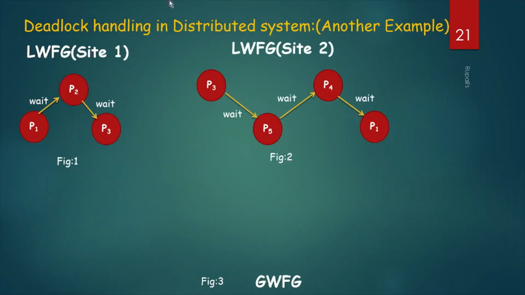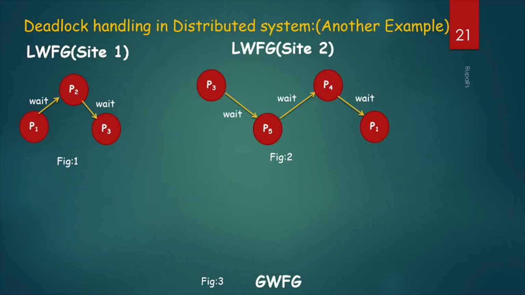Take another example. There are two local wait-for graphs, for site 1 and for site 2. For site 1, P3 is waiting for a resource that is held by P2, and P2 is waiting for a resource that is held by P1. Now see, there is no cycle, so there is no deadlock in site 1. In case of site 2, P1 is waiting for a resource that is held by P4. P4 is waiting for a resource that is held by P5, and P5 is waiting for a resource that is held by P3. Now there is also no deadlock because there is no cycle.